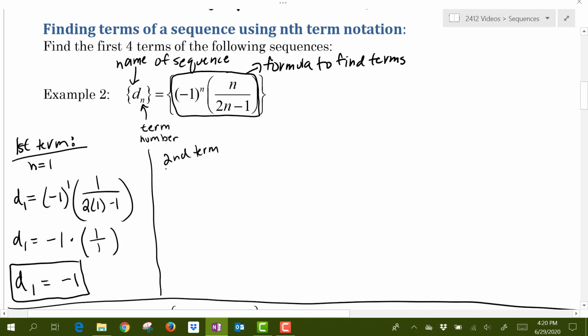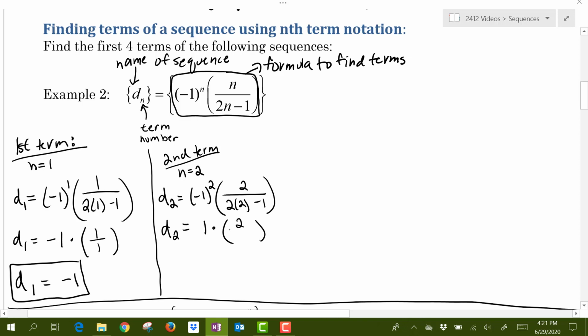Now we're going to find the second term of the sequence. To find the second term, we set n equal to 2. So d sub 2 is equal to negative 1 to the power of 2 all over 2 times 2 minus 1. To simplify this, d sub 2 is equal to negative 1 squared. When we square a negative, we get a positive, so it's a positive 1. And then at the bottom, 2 times 2 is 4, 4 minus 1 is 3. So the second term of sequence d, or d sub 2, will be equal to a positive 2/3.